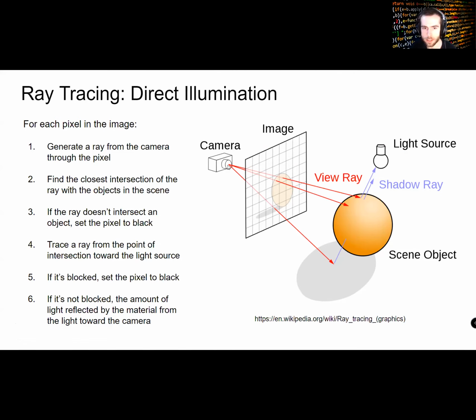Right, because this ray came down here, it hit the surface, and then it tried to trace a ray to the light, and it was blocked. So this is in shadow. But if the shadow ray is not blocked, then we can use the material properties on the object to figure out what the lighting should be. Basically, how much light came from the ray toward the direction of the camera through the pixel.